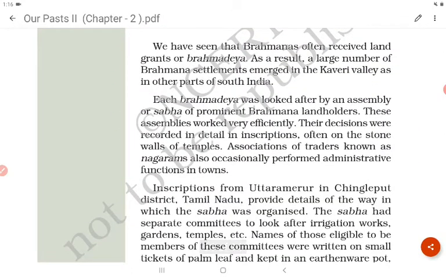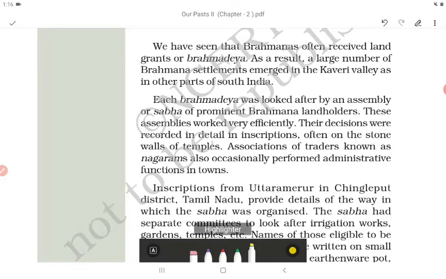We have seen that Brahmanas often received land grants, or Brahmadeya. As a result, a large number of Brahmana settlements emerged in the Kaveri Valley, as in other parts of South India. Each Brahmadeya was looked after by an assembly or sabha of prominent Brahmana landholders.